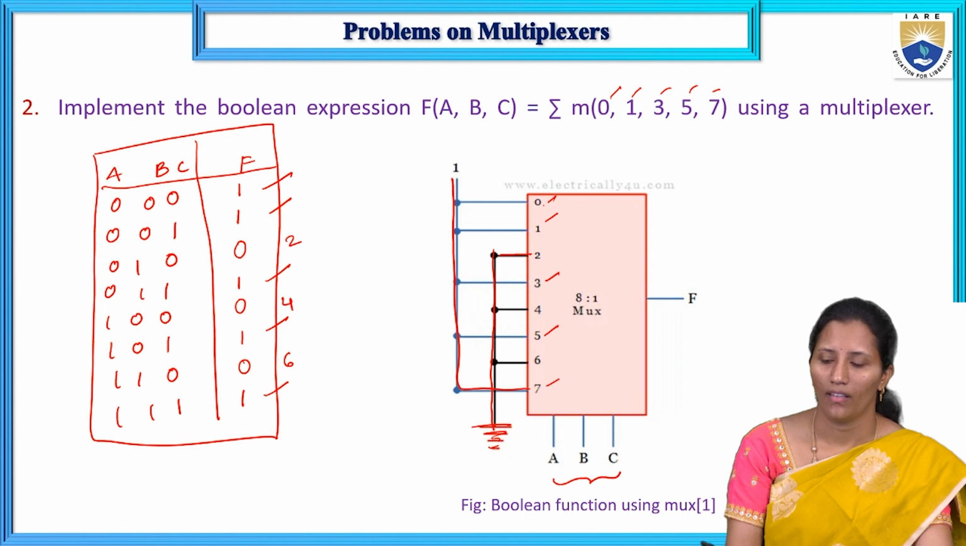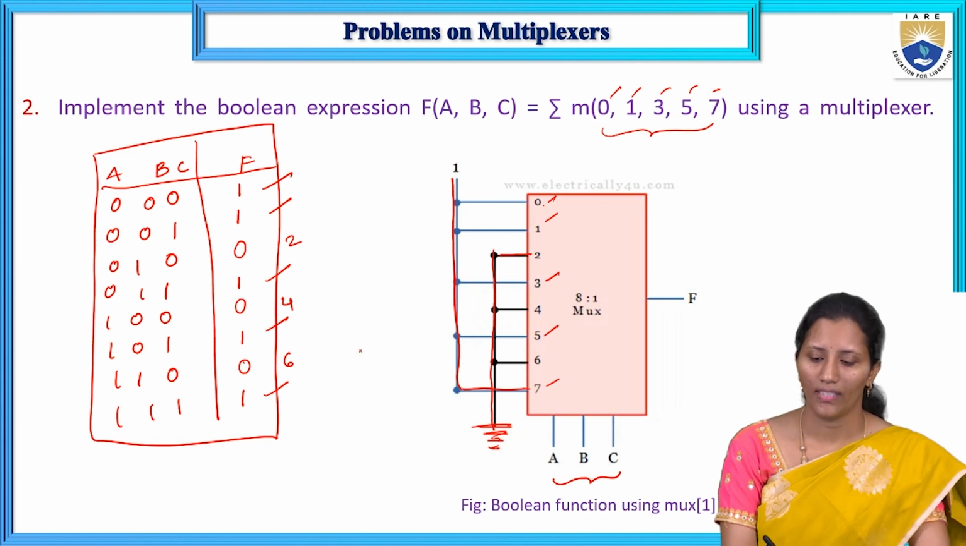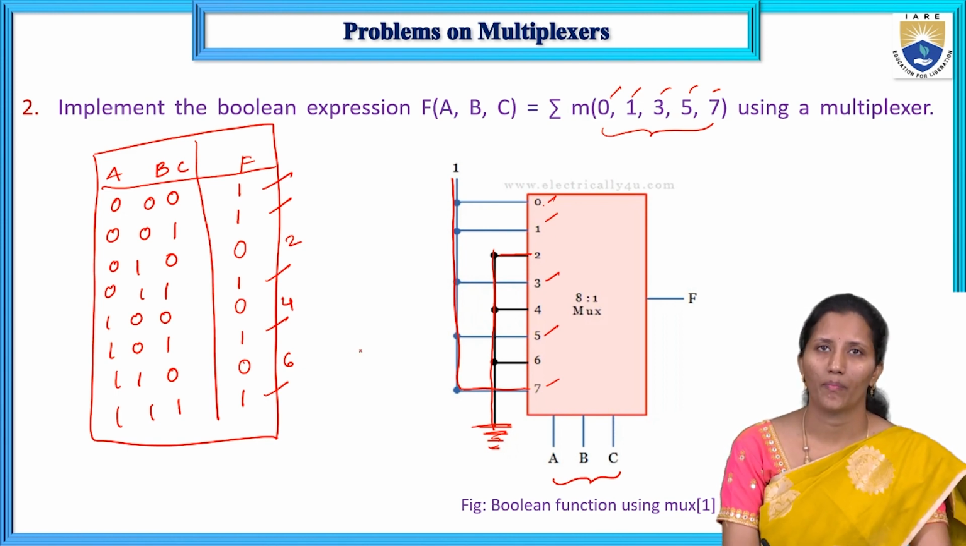So here we are taking an 8 by 1 mux. For that we have 8 input combinations, 3 input selection lines, which we take as A, B, C, and 1 output. In the 8 combinations, whatever minterms are expressed in the Boolean function, we have to connect them. So this is the problem on implementation of a Boolean expression using a multiplexer.